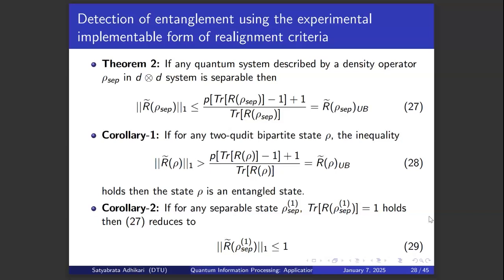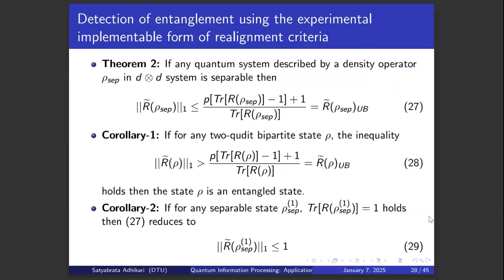So this means that we have to use its contrapositive statement, which will be useful here. The contrapositive statement is this: if the trace norm of R tilde rho is greater than this quantity, then we can say that the state is entangled. That means we can use this inequality 28, which is the contrapositive statement of 27. If this inequality holds, then we can say that the given state rho is an entangled state. So in this way, result 27 is the separability criteria, and result 28, the contrapositive statement of 27, is the entanglement criteria.